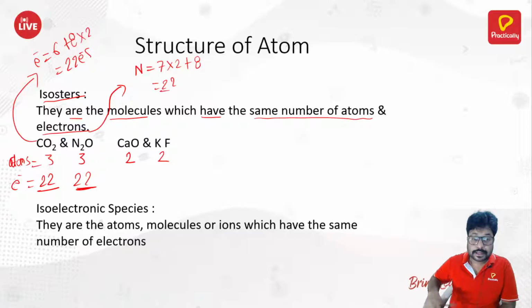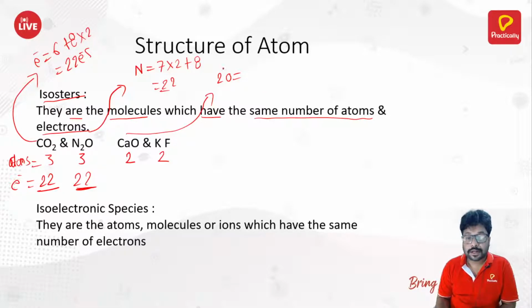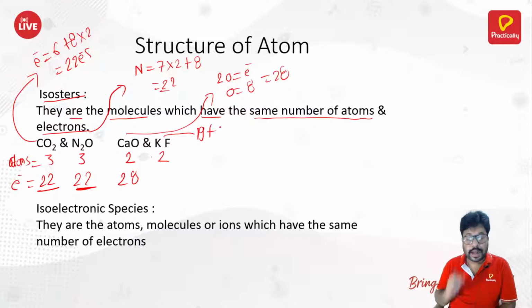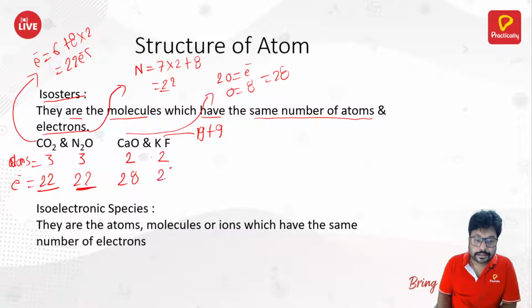Now let's calculate the number of electrons. Atomic number for calcium is how much? 20. Right. So number of electrons it should contain is 20. For oxygen it's 8. So 20 plus 8 is 28 electrons. For potassium atomic number is 19, so number of electrons is also 19. Fluorine atomic number 9, so number of electrons also 9. 19 plus 9, 28. See, so the species which contain the same number of atoms and the same number of electrons, CaO, CO2 and N2O, such species are called isosters.